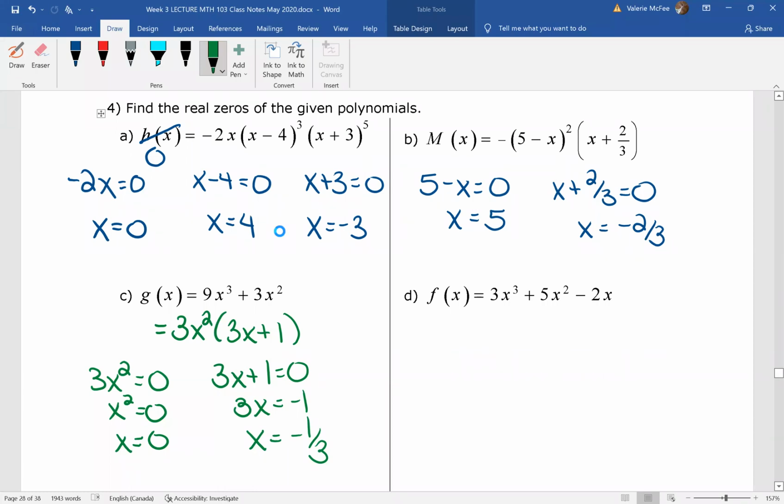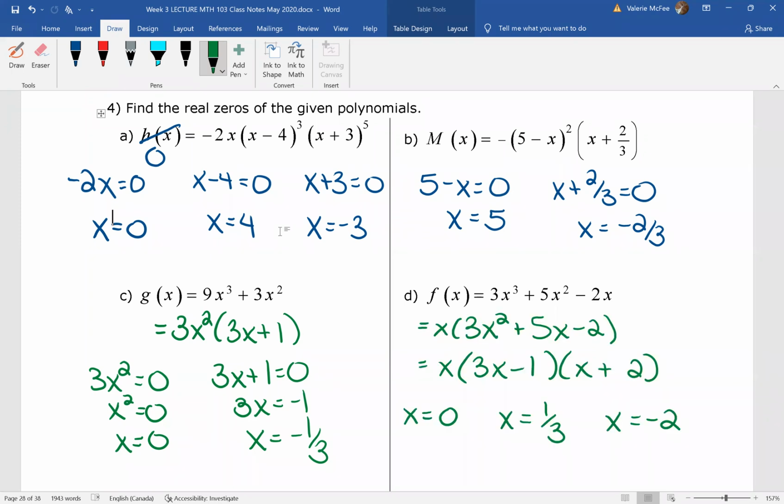I hope you remembered to completely factor for question C, found these two real zeros, and then did the same thing for D. And just a reminder, if any of you are having difficulty factoring at this point, perhaps Math 99 is a better place for you to be.